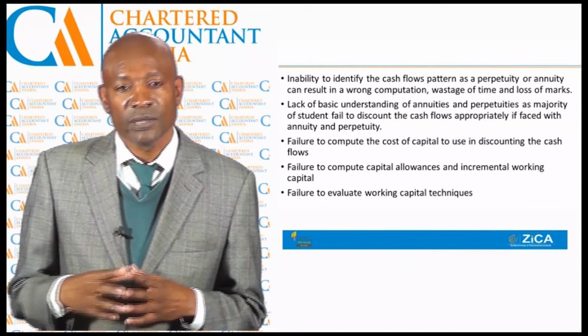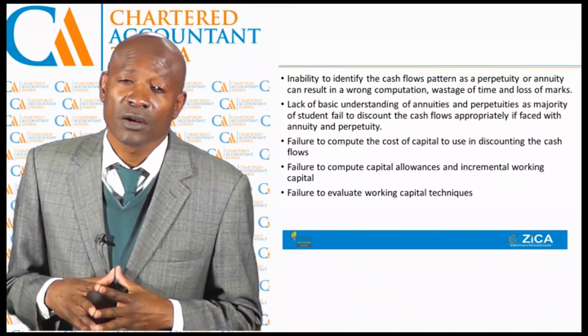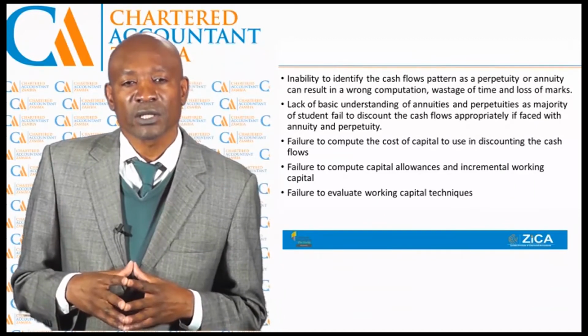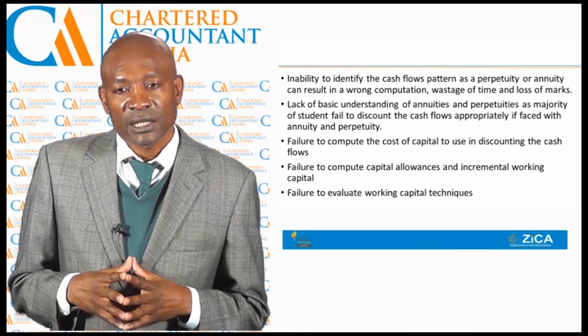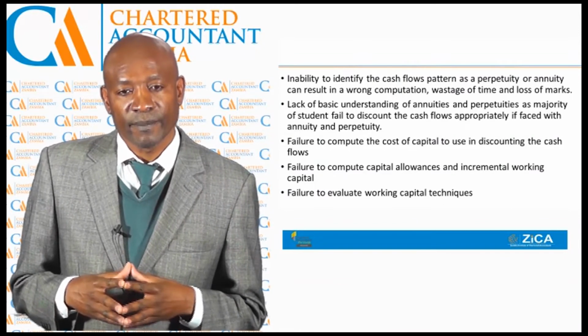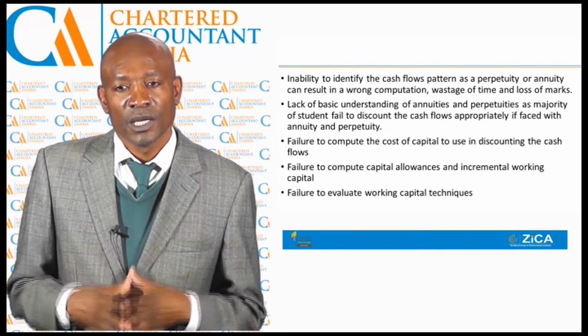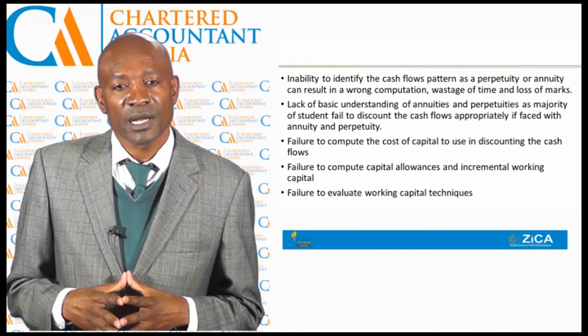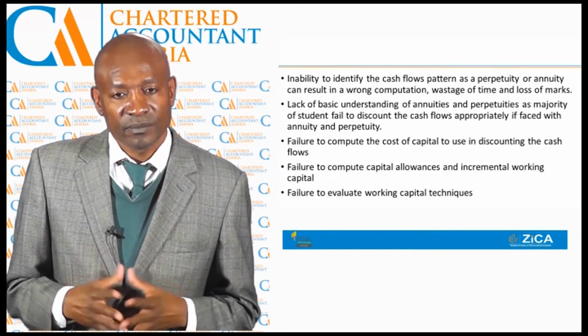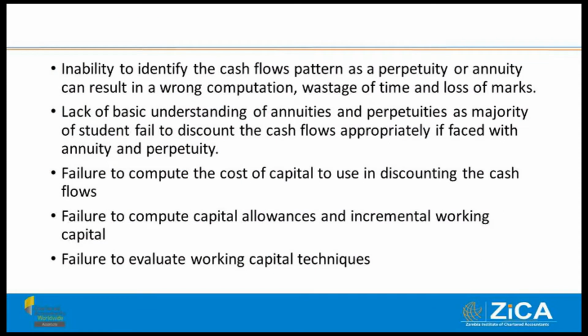Next, moving on to the next common error, inability to compute the cost of capital. The cost of capital is not a given. Students have to be familiar with asset beta and how it's de-geared and re-geared to arrive at the equity beta. Not having this knowledge would generally result in an incorrect weighted average cost of capital.